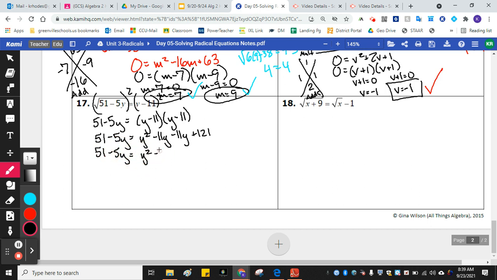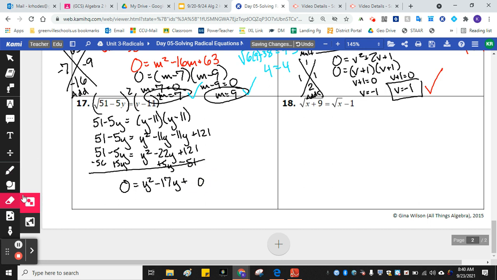Combine like terms. Move everything to the side with the y squared. Getting sloppy, sorry. Not 50. I want to say 70. 70 plus 5. Yeah. All right.